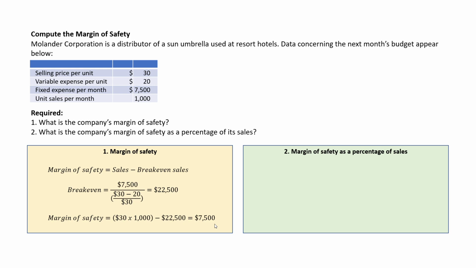Margin of safety could be negative if our current sales level, say, was 20,000 versus 30,000. It would be negative. It would be how much sales we need to gain in order to hit that profit of 0.